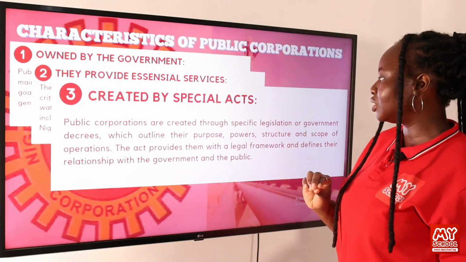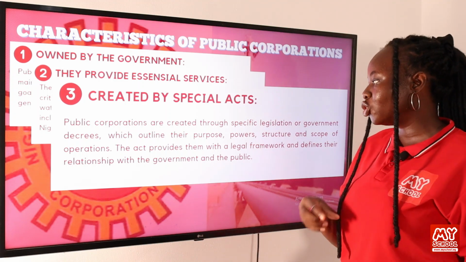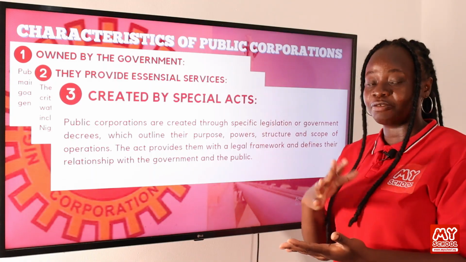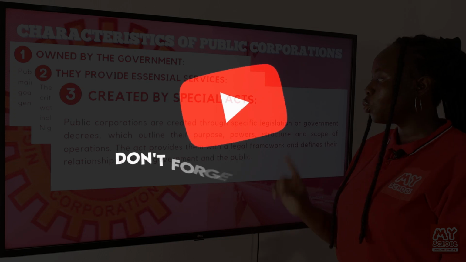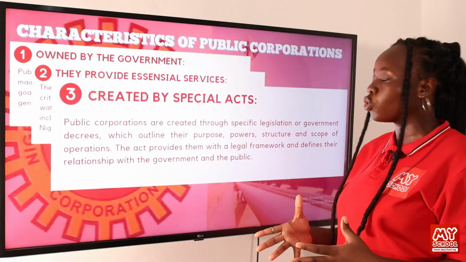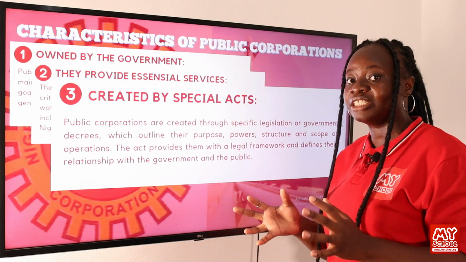Public corporations are created through specific legislation or government decrees, which outline their purpose, power, structure, and scope of operation. So within that act that has been created by the legislature, you see all of these things. What do they do? What are the powers that they have within the society? What is the structure, the hierarchy within the corporation? And what is the scope of operation? What do they essentially do?